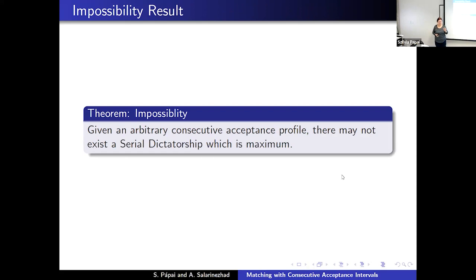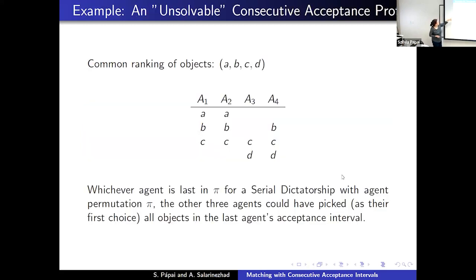Okay, so I don't know if this is clear. At first glance, basically, if you allow agents to pick their favorite object, then if you just do that, and this is even true for consecutive, which I have an example of, I'll show you, then we may not end up with a maximum. So here is a very simple example.